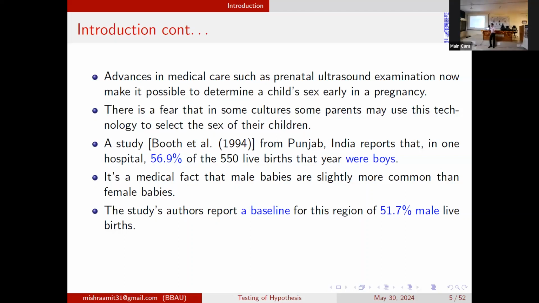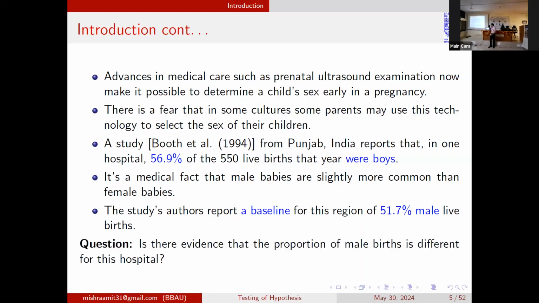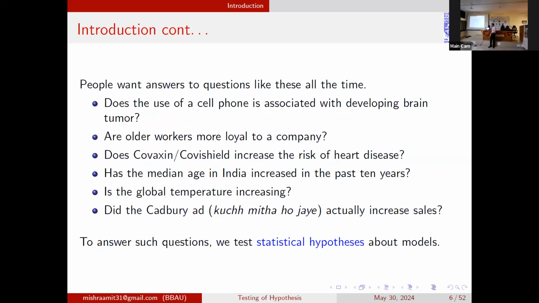Okay. So the question is again the same: is there evidence that the proportion of male births is different for this hospital? So these are two examples, and we as researchers want these things. We want to know, does the use of cell phone is associated with developing brain tumor?